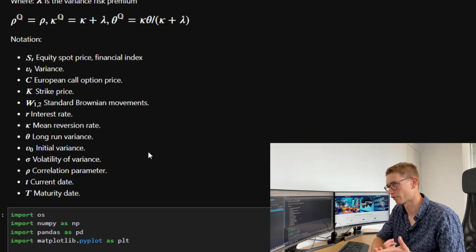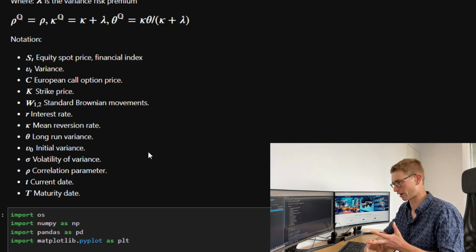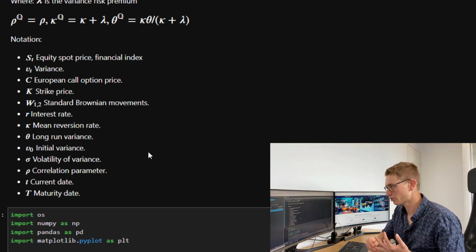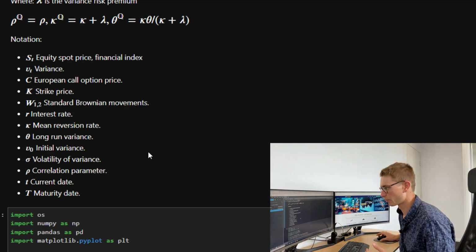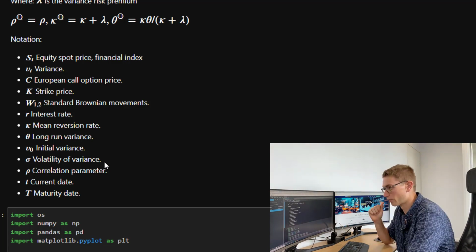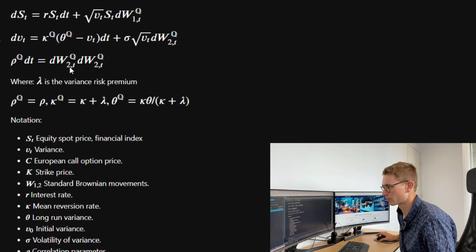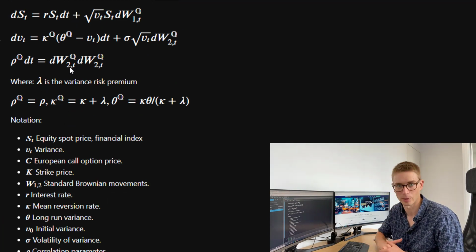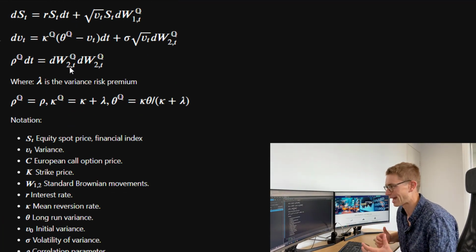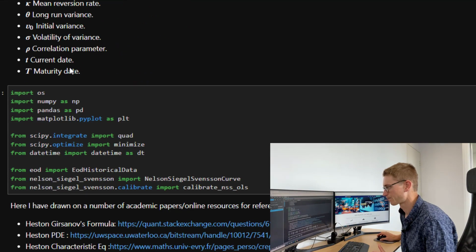Remember, kappa is the mean reversion rate. We've got theta, which is the long run variance, V0, which is our initial variance, and then sigma, which is the volatility of variance, or the volatility of volatility. And don't forget that we've got the correlation parameter, which is the correlation between the two Wiener processes, between the returns distribution and the variance process.